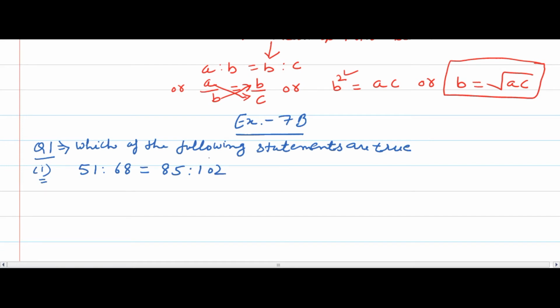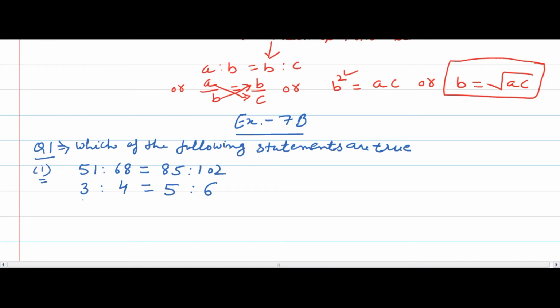They are divisible with any common table or not? 17 3s are 51, 17 4s are 68, equal to 17 5s are 85, equal to 17 6s are 102. Right, students? Now we have studied that product of means is equal to product of extremes.